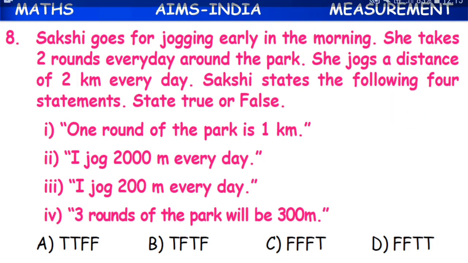Next question 8. Sakshi goes for jogging early in the morning. She takes 2 rounds every day around the park. She jogs a distance of 2 kilometers every day. Sakshi states the following 4 statements.